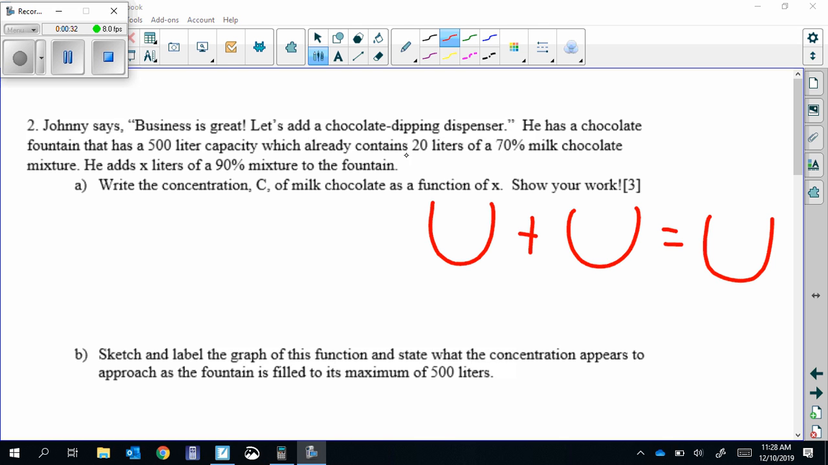So we are mixing 20 liters of 70% chocolate. So this one would be 70%. We already have 20 liters of it. We don't know how much he's going to add, but it's 90%. To get a final percentage, we'll call it C. And the amount that he has depends on how much he adds. It's going to be 20 plus X. Now, it's going to be at most 500, but that doesn't mean that's the number that goes there.